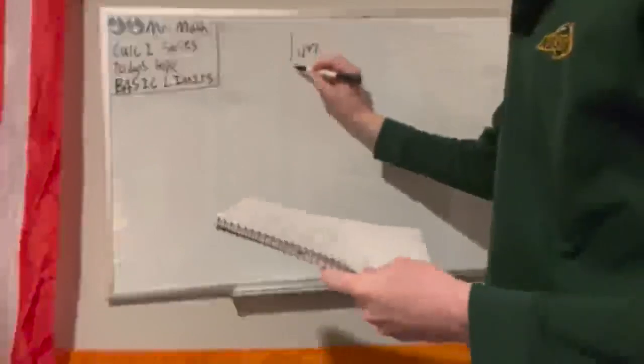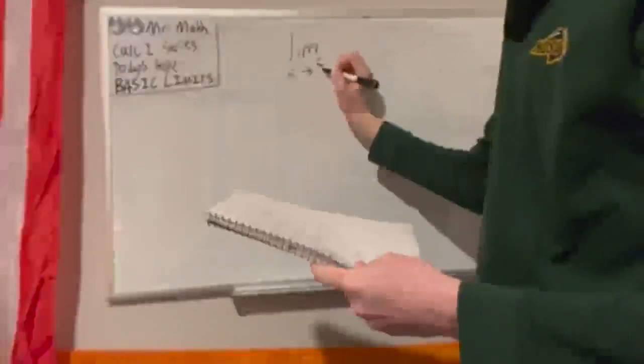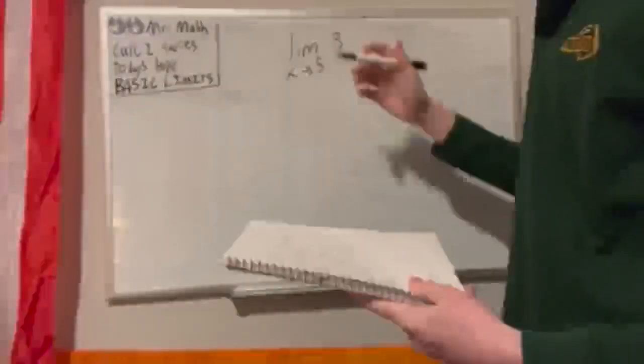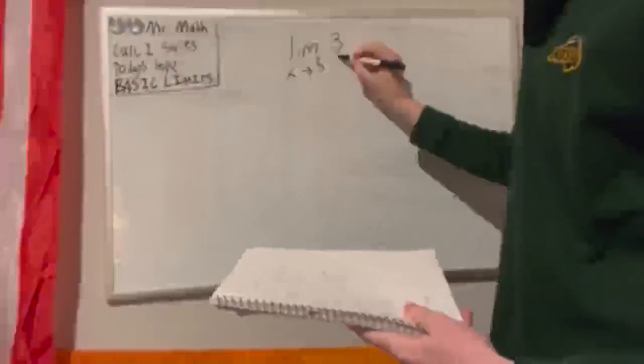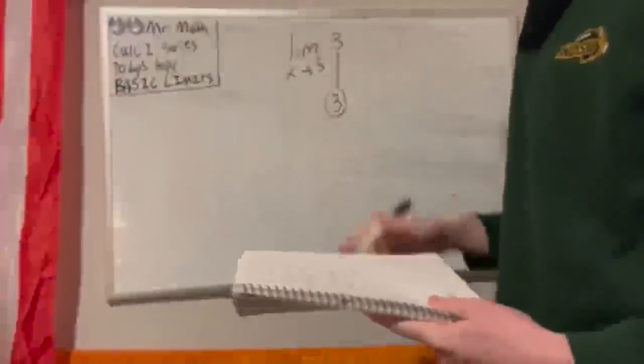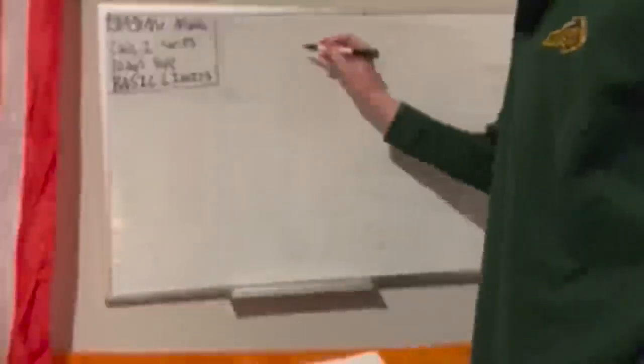We'll have the limit as x approaches 5 of 3. Now this one's interesting. You may just say 5, but no. Since there's nowhere to plug in 5, we don't even do anything. Our answer is just the constant, which is 3. They're going to start getting a little harder.